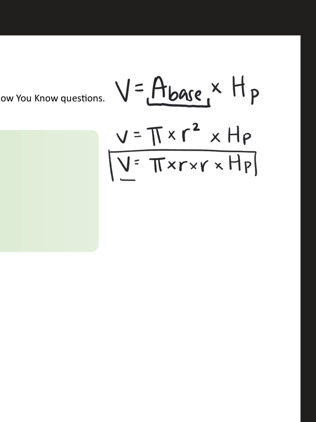If you are unsure, I would encourage you to write it out as r times r, because I'm still noticing that some of us are multiplying r by 2 instead of r by itself.